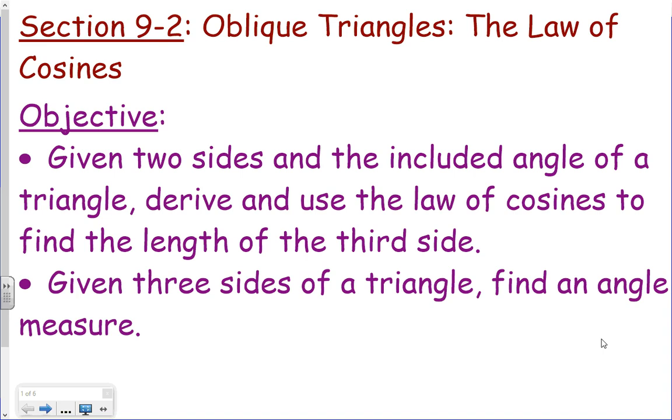And the objective here is, given two sides and the included angle of a triangle, which would also be known as side angle side, derive and use the law of cosines to find the length of the third side. And the second part of the objective is, given three sides of a triangle, that is side, side, side, which is what that would be known as, find an angle measure.